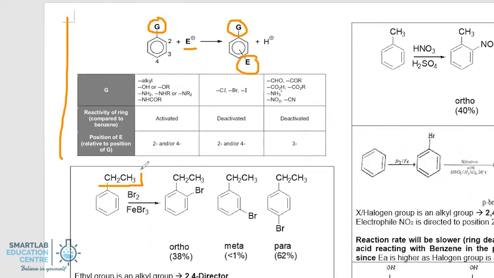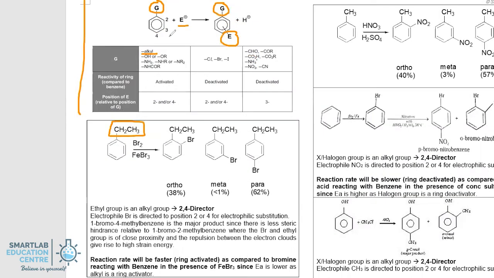So let's take a look at example 1. If you look at ethylbenzene, the ethyl group is an alkyl group. Because it's an alkyl group, it is a 2,4 director. Hence, you can see that when bromine is at position 2 and position 4, they are the major products. This bromine here, bonded to carbon number 3, is a minor product. And do bear in mind that ortho, meta, and para indicate where the bromine is bonded: ortho means 2, meta means 3, and para means 4.